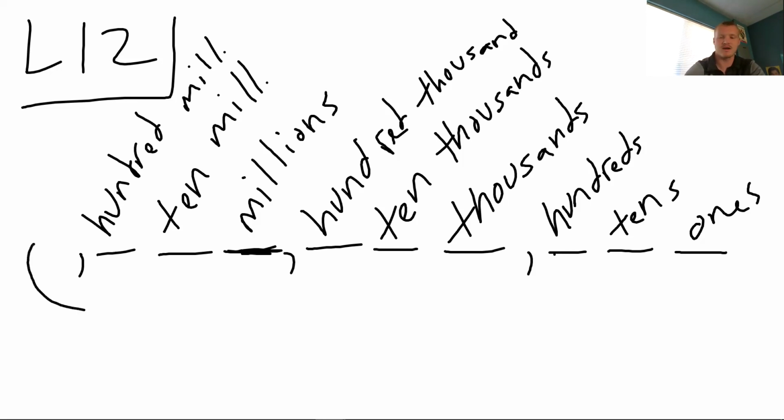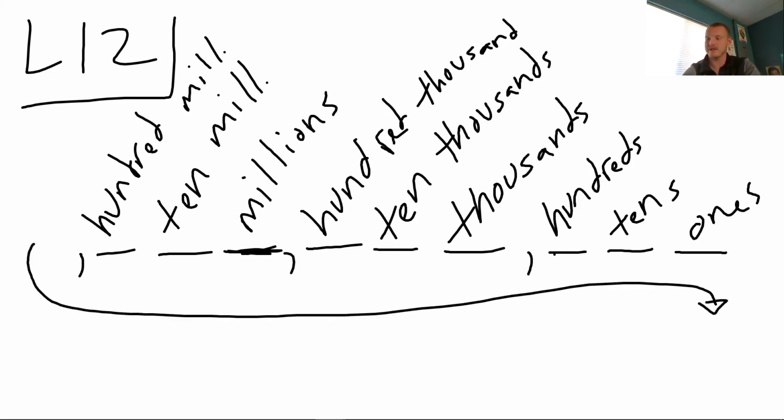Okay, I'm gonna write down here. So 100 million. What do we have after 100 million? Fallon? Not trillion. Now we're in the billions.